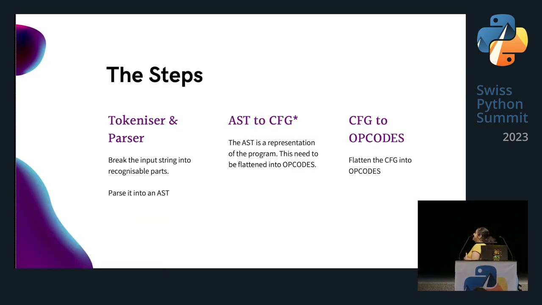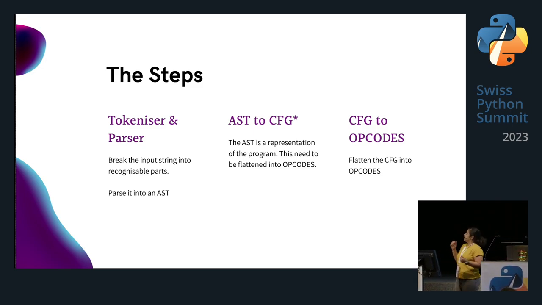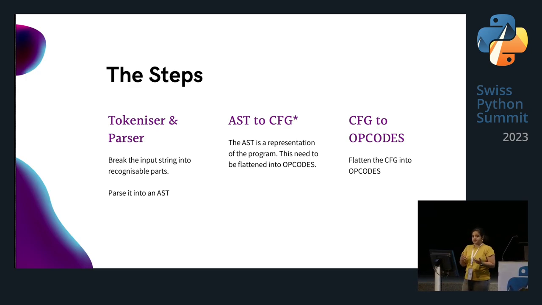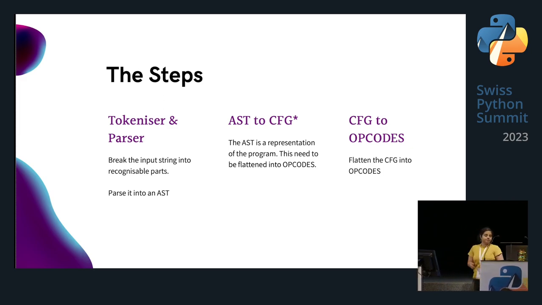So the steps. We're first going to talk about the compiler, of course. The compiler has three steps. First, you take the source code itself and tokenize it, which we will talk about. Then you parse it into an AST, an abstract syntax tree, which then gets converted to a CFG. I put a star there because what happens is slightly more complicated. Then the CFG gets flattened into a straight list of opcodes, which is handed over to the interpreter.